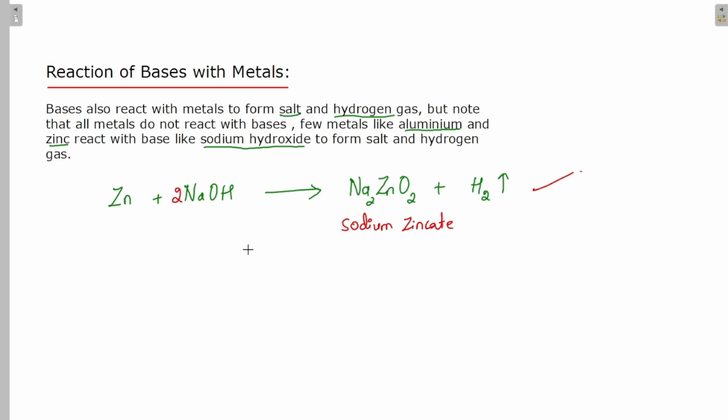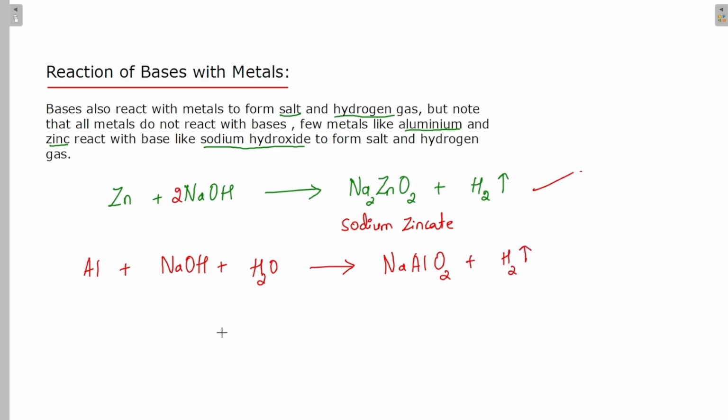This example is particularly given in your syllabus. You have to remember this equation. You have to write the balanced chemical equation for the reaction of base with metals. You should mention this specific example. One more metal, aluminium, also reacts with sodium hydroxide in the presence of water to form salt and hydrogen gas. That is, it forms sodium aluminate salt, NaAlO2. The formula for sodium aluminate is NaAlO2, and there is liberation of hydrogen gas.